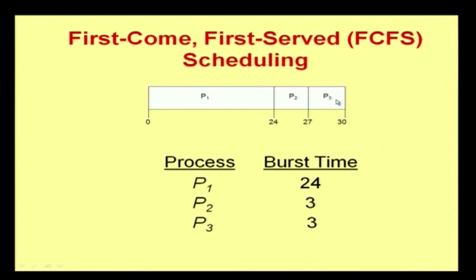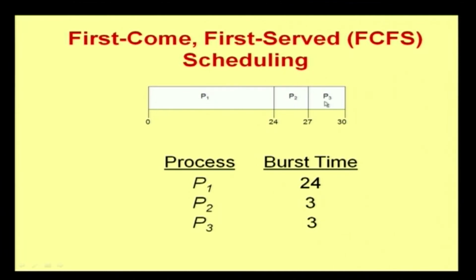So this process P3 has to wait for 27 milliseconds. Why? Because 24 milliseconds has been taken by P1, 3 milliseconds has been taken by P2, that is 27. 24 plus 3 becomes 27. So P3 has to wait for 27 milliseconds, and in order to complete P3, it requires 30 milliseconds. So if you have further processes, they have to go only after this 30 milliseconds. So that is the waiting time of each and every process.